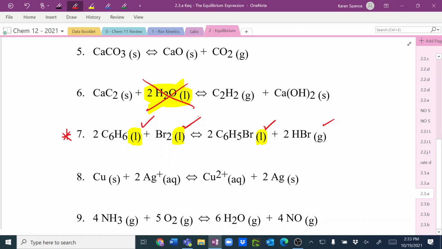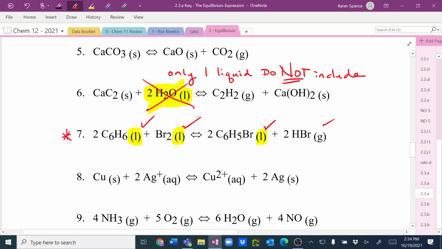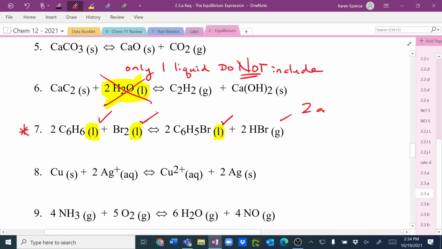If there are two or more liquids, include them. If there's only one liquid, do not include. Two or more liquids, there's an off chance. It's one of those ones where maybe there might be 1 mark, but maybe not. Or you can just say, I'm never going to include liquids, and I'll take that 1 mark hit and I won't worry about it. You know.